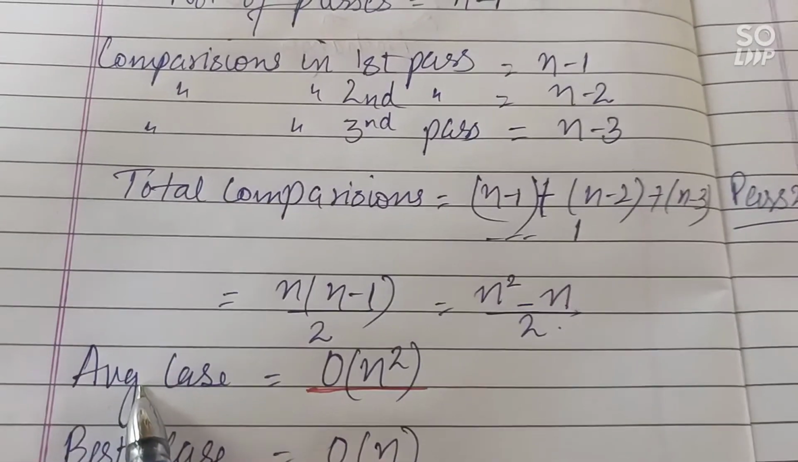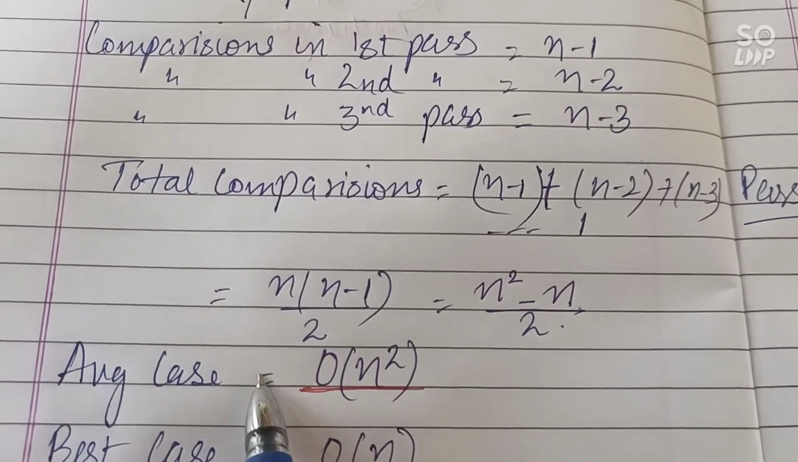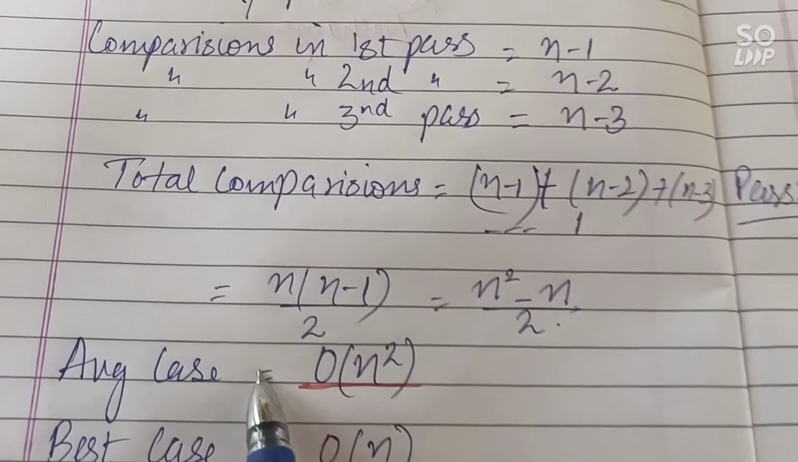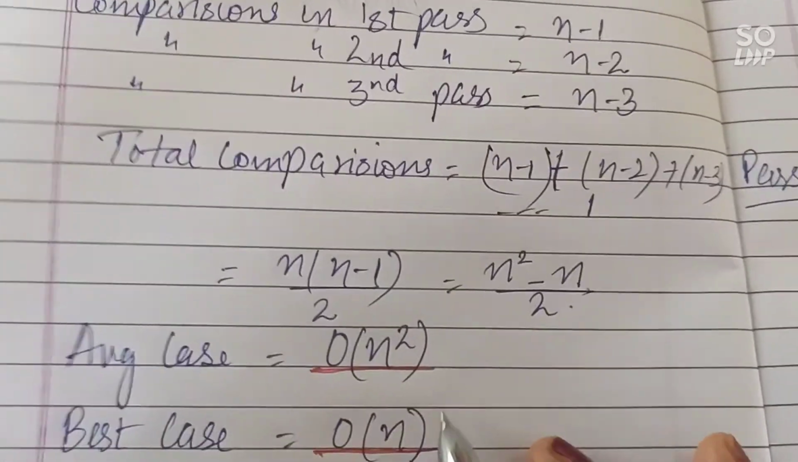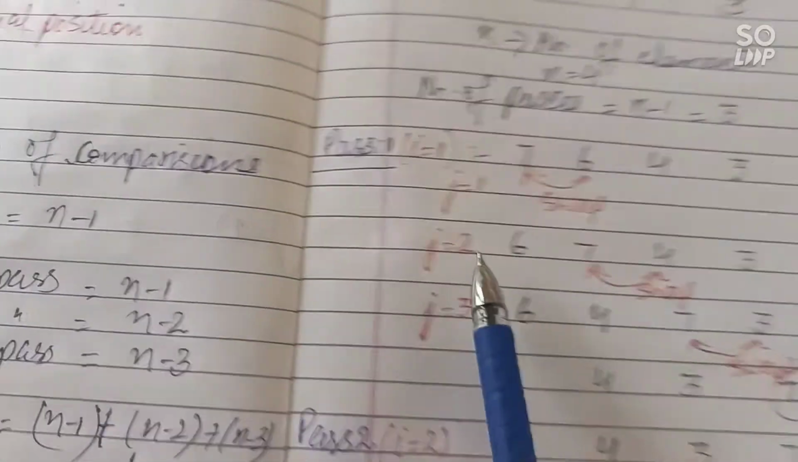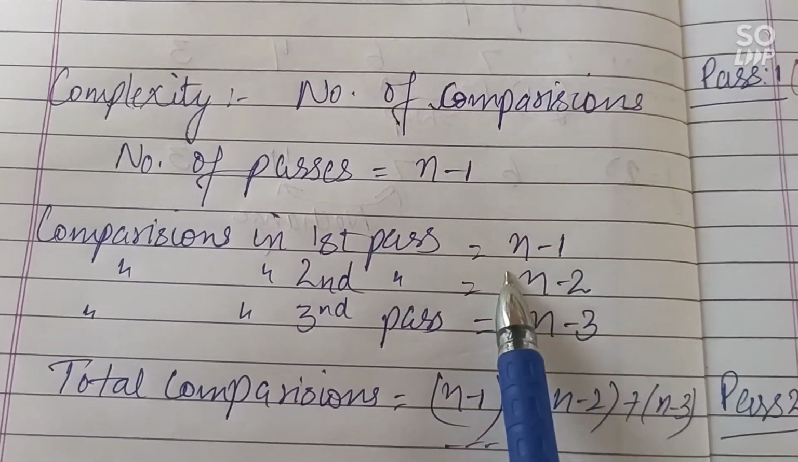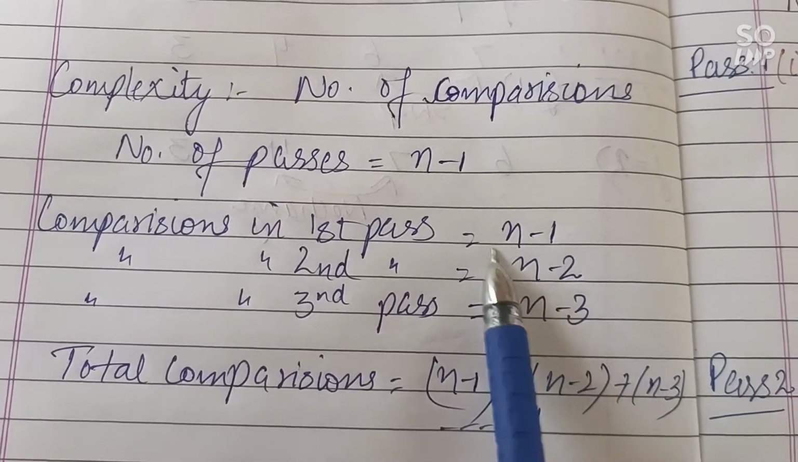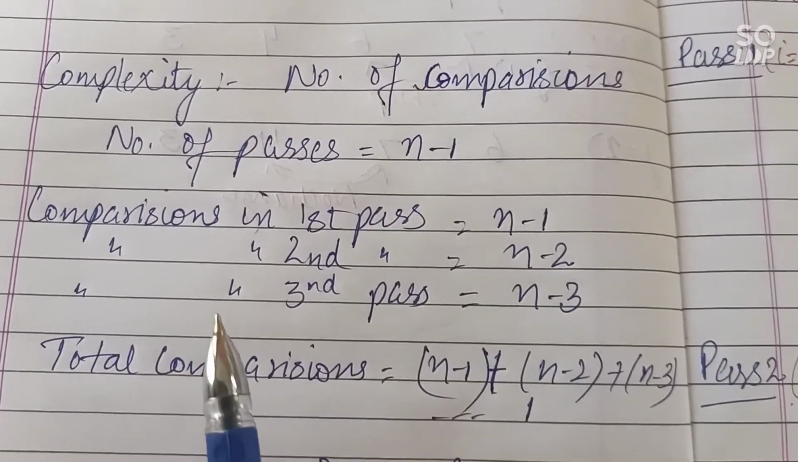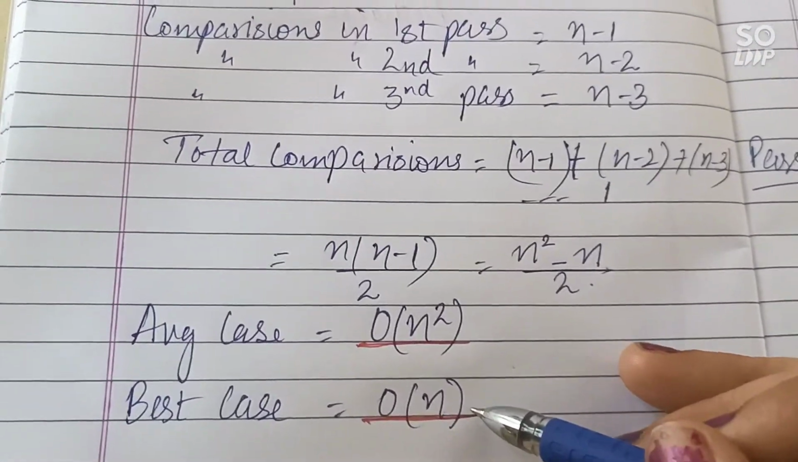So this is the complexity in the average case or in the worst case. So what will be the complexity in the best case? It will be O of n, when the list becomes sorted in the first pass only. That is when the number of comparisons will be only n minus 1. Right? So that is the best case complexity, big O of n.